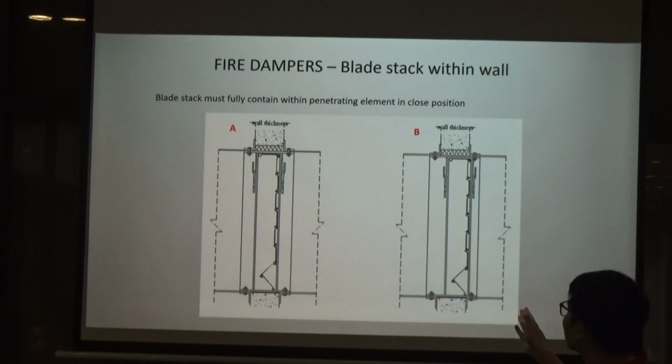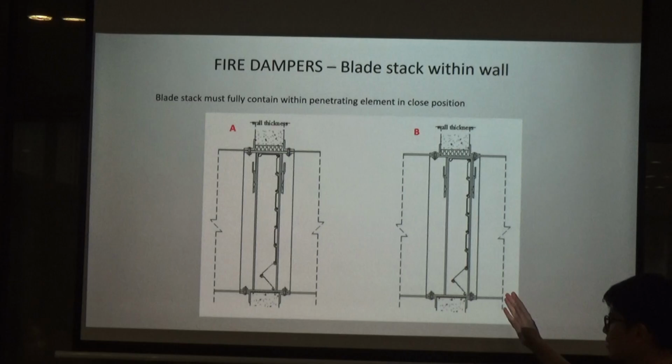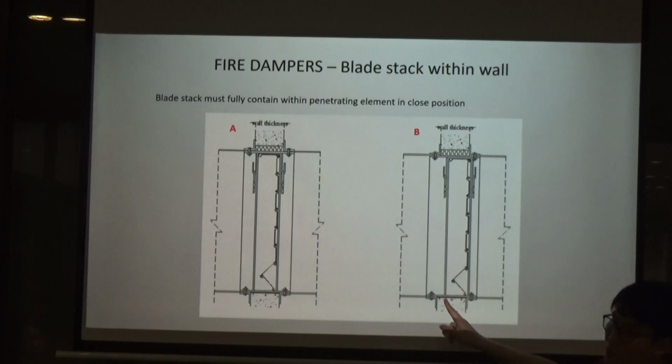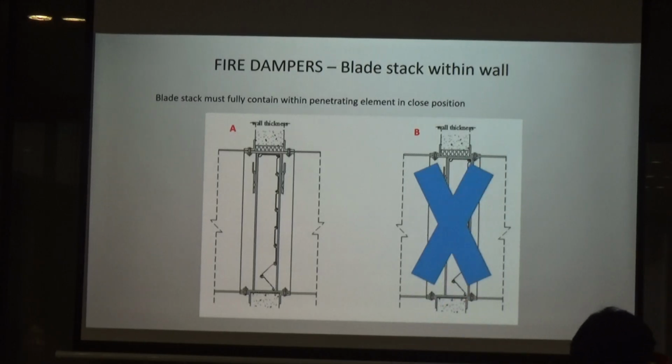Then for type B, in cases like this, it is considered as not complying with our standard, because this blade stack is already slightly out of this wall thickness. So B is incorrect, cannot be accepted based on the standard.